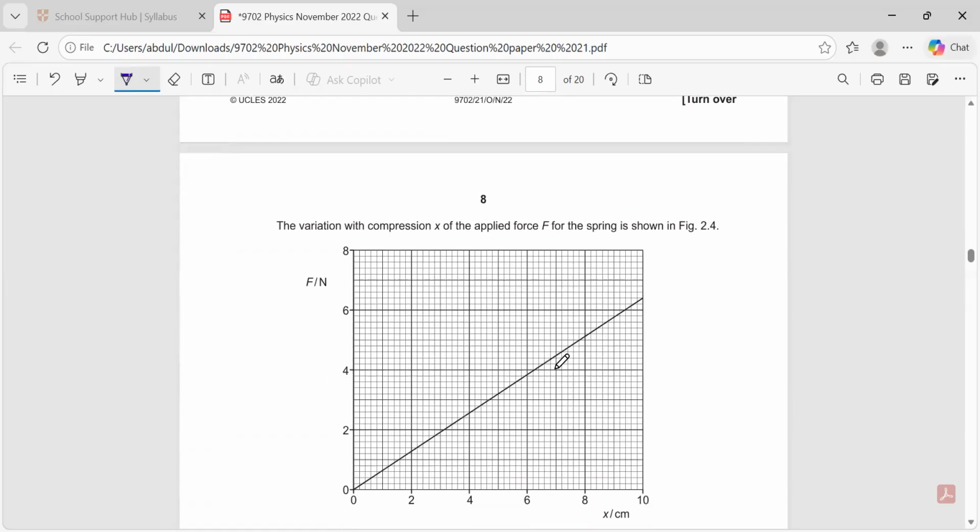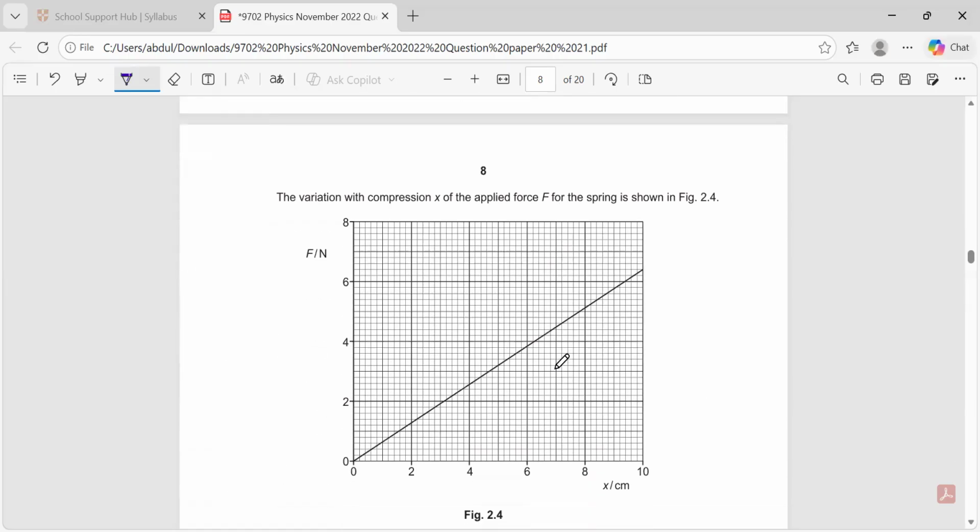Now, my dear friends, here the variation of the applied force F for the spring with compression x is shown. Now see, the graph is a straight line. You know, compression is also a type of extension. So instead of a force extension graph, this is a force compression graph. Two properties of the graph are there which are fulfilled for any two quantities to be proportional. So here force is directly proportional to the compression. Which force? You can say the restoring force here. So which law tells this?